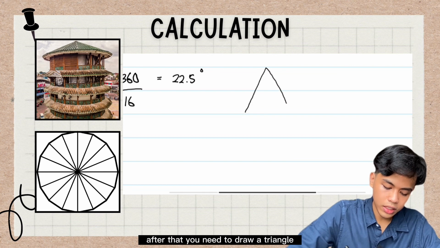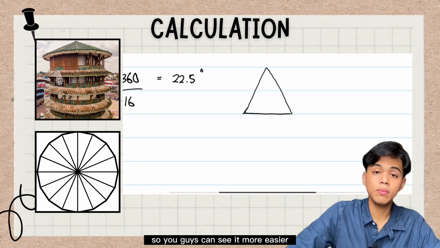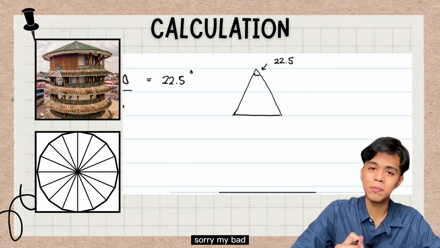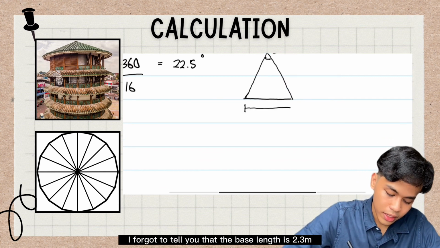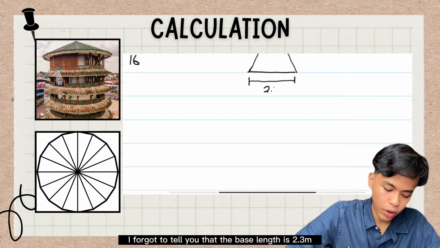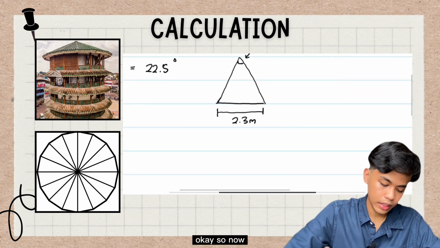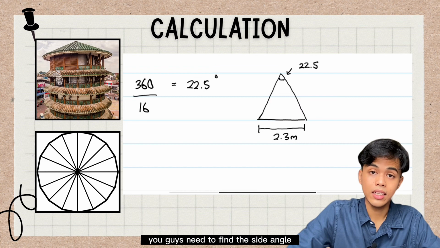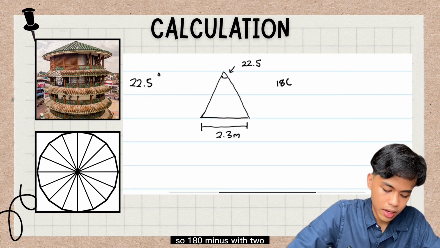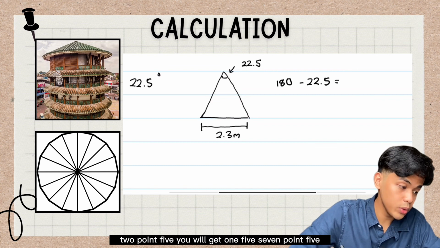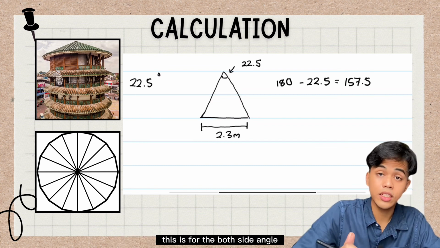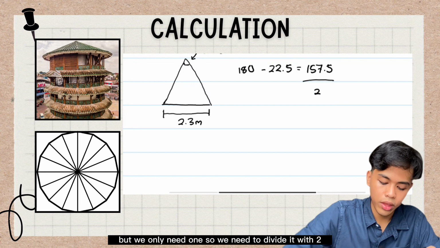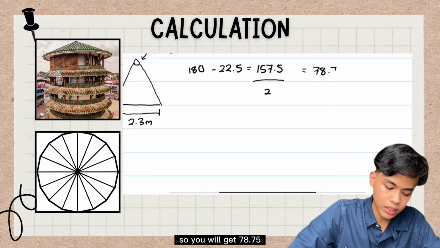After that, you need to draw a triangle so you can see it more easily. So this is 22.5. Oh, sorry, my bad. I forgot to tell you that the base length is 2.3 meters. Okay. So now, you need to find the side angle. So 180 minus 22.5, you will get 157.5. This is for both side angles, but we only need one, so we need to divide it by 2. So you will get 78.75.